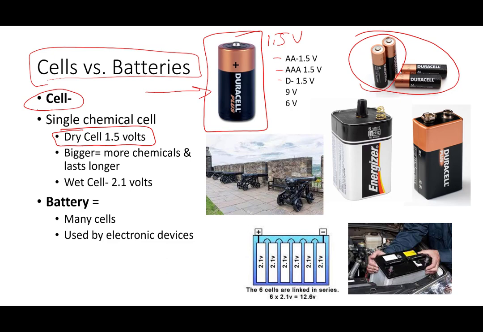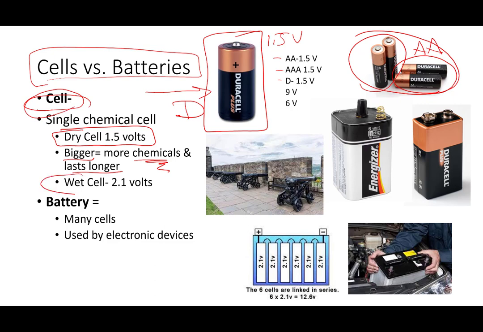Now, the difference between a D cell and a AA or AAA battery is size. The bigger, that just means there's more chemicals involved and they're going to last longer. So the manufacturer chooses the size based on what gizmo they're building and also how much total energy is going to be needed in that chemical cell to run the device.